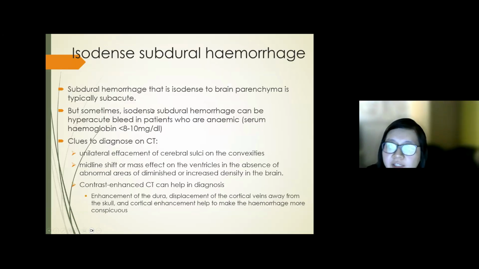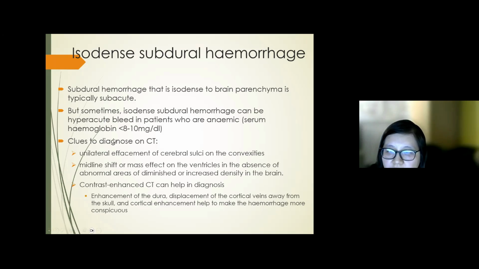Isodense subdural hemorrhage can be easily missed as well. Isodense subdural hemorrhage is usually seen in the subacute bleed situations, and sometimes isodense subdural hemorrhage can be seen in the hyperacute bleed patients who are anemic with a hemoglobin less than 8.